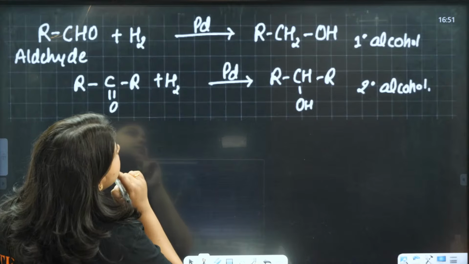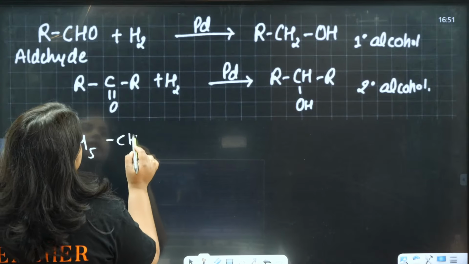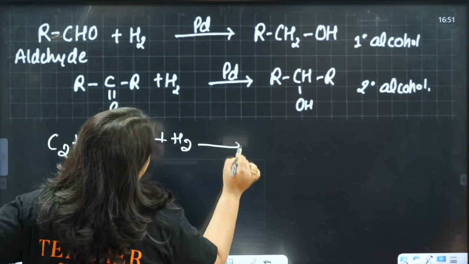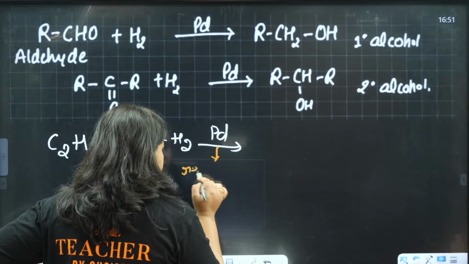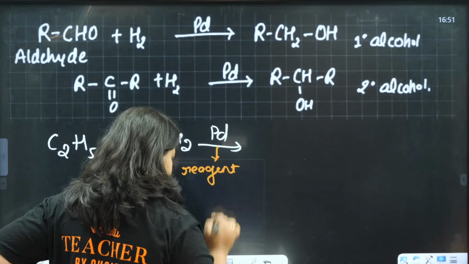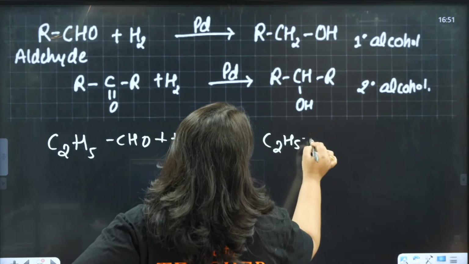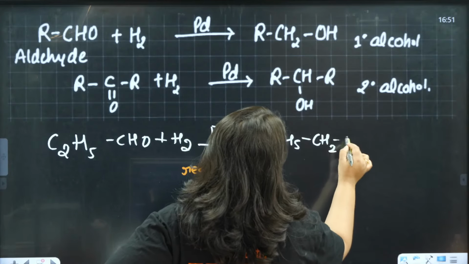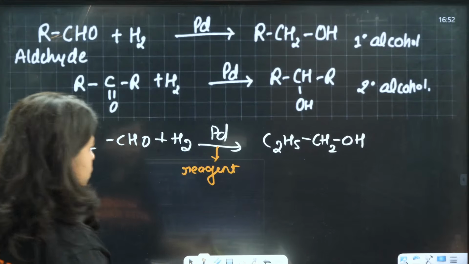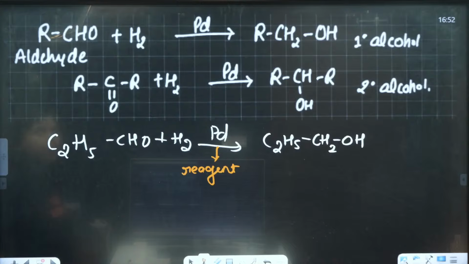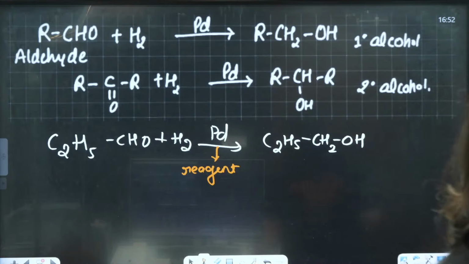C2H5CHO plus H2 in the presence of Pd. This is the reagent which we are using. Clear? We are going to get C2H5CH2OH. So this is actually a CH2, then it is going to be an alcohol. Clear? Then guys, understanding?